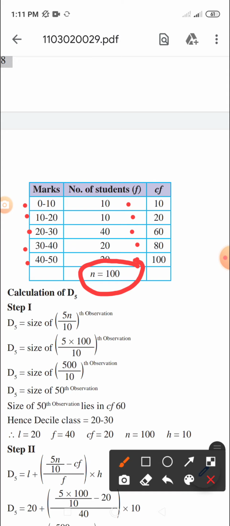Next, find out CF. So CF of the first class is the same as its frequency. Next, 10 plus 10, 20, 20 plus 40, 60, 60 plus 20, 80, 80 plus 20, 100. There is one trick to check whether our value of n is correct or not: the value of CF of the last class and the value of n are the same.